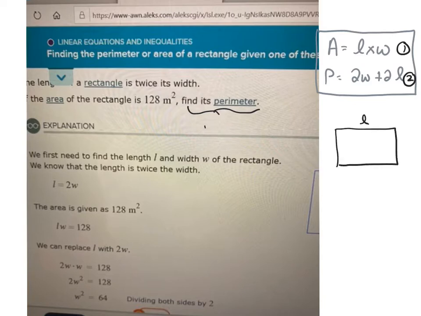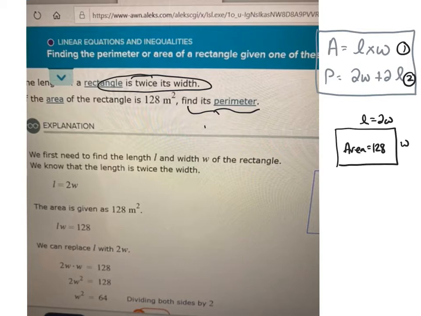So what I'm going to do is draw a picture, and I have some kind of length and some kind of width. This problem says that the length of a rectangle is twice its width. So if its width is W, the length is 2 times W. That's just what it says right here. And then it has an area. It says the area is 128 square meters.